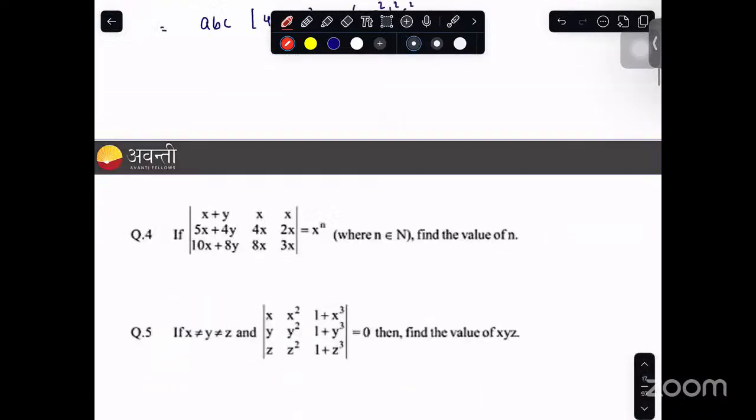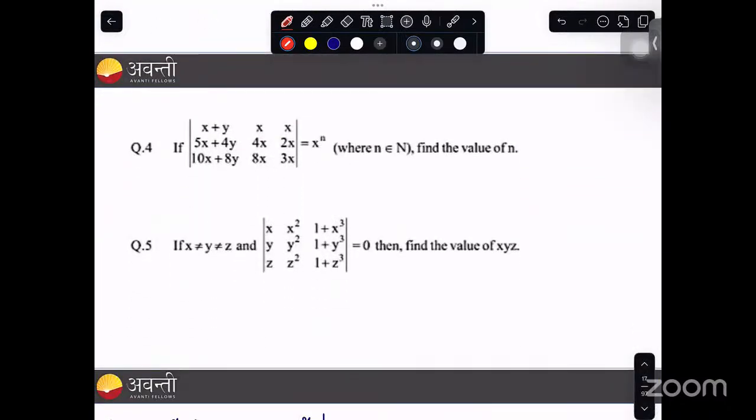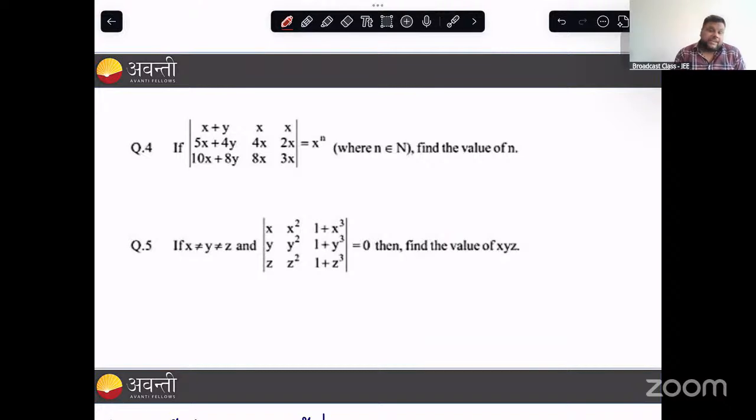Yes, sir. Now go with this one. Quickly, this is very easy. First of all, split into two determinants. Then take something common from one of the determinants. Do it quickly.